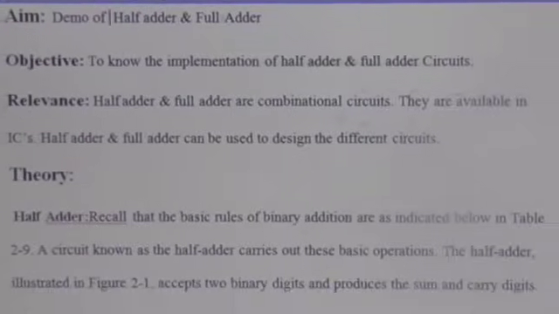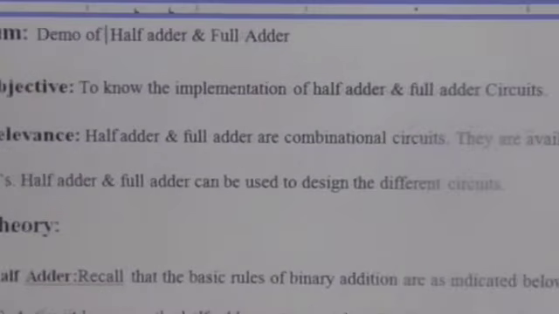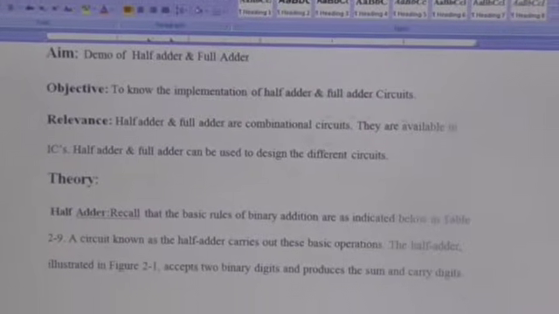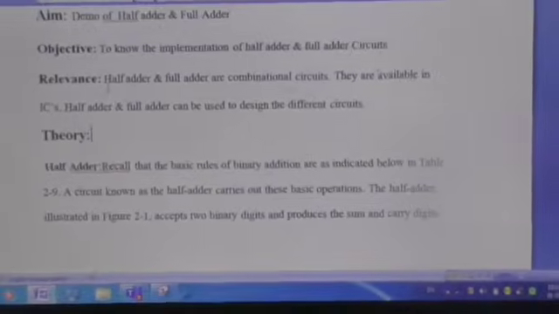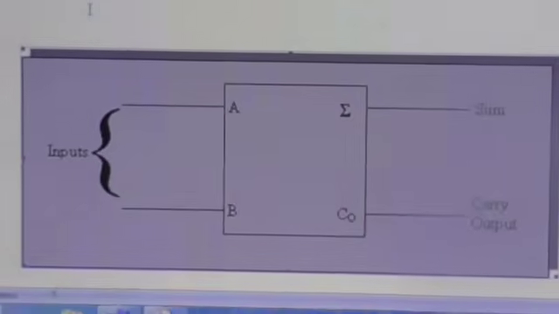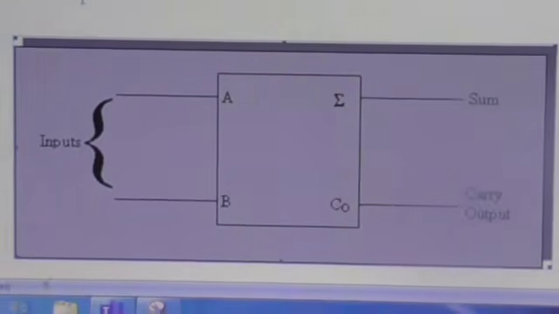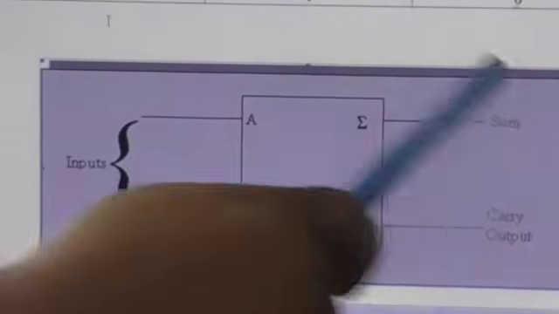In the theory lecture we already saw what is meant by half adder and what is meant by full adder. The half adder is one of the circuits used for the purpose of addition of two 1-bit numbers. Clear? If you want to add two 1-bit numbers, at that time we should go with the half adder. So this is the logic block diagram of the half adder.